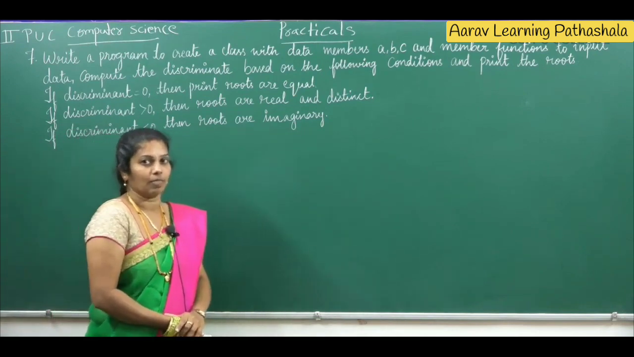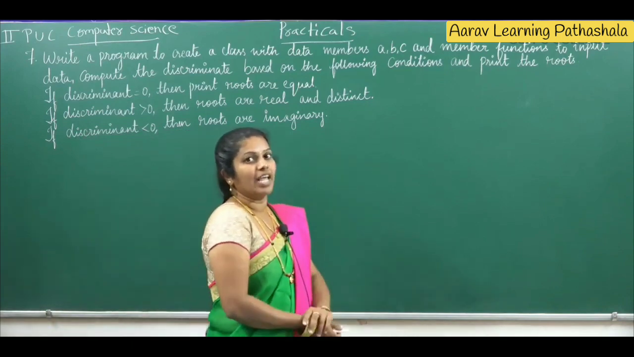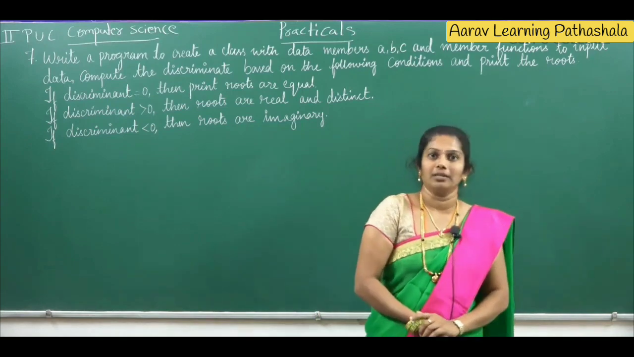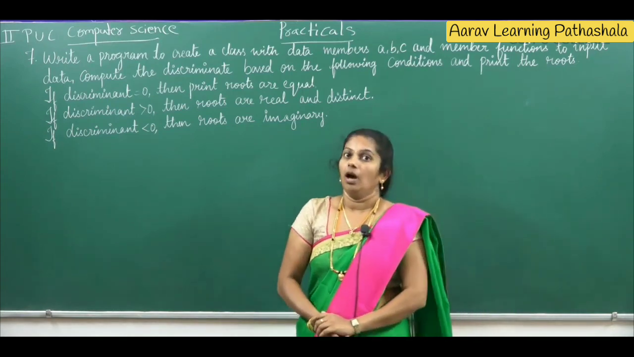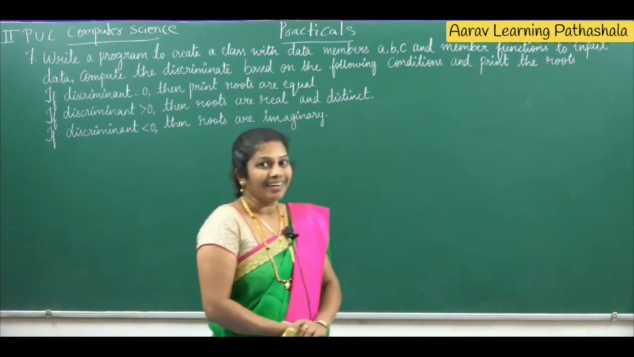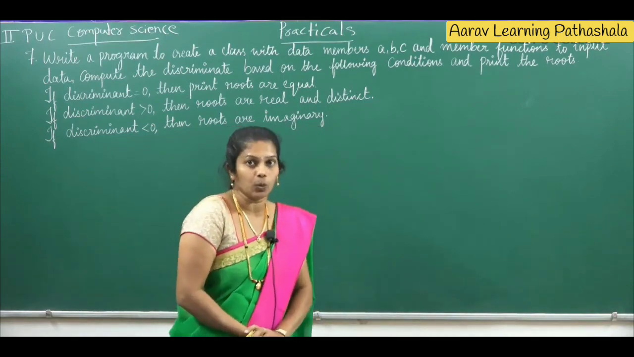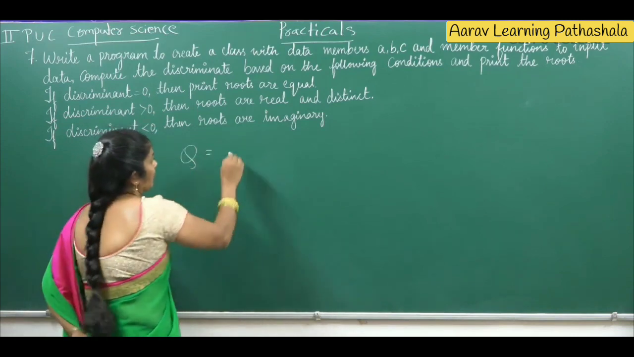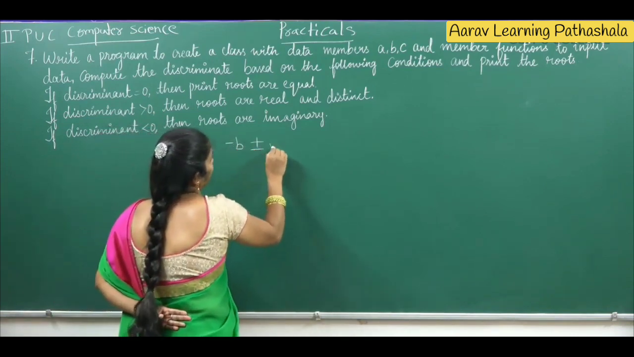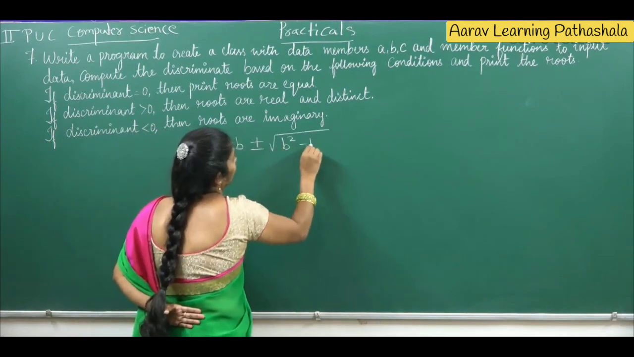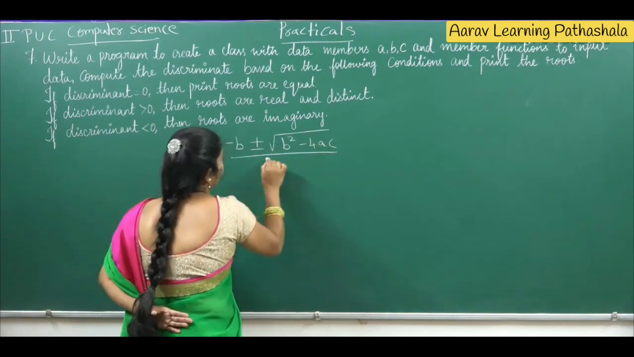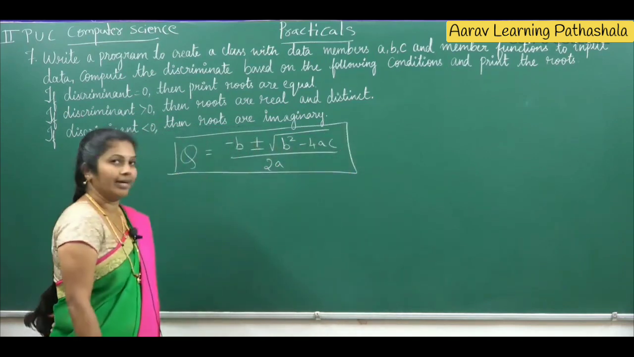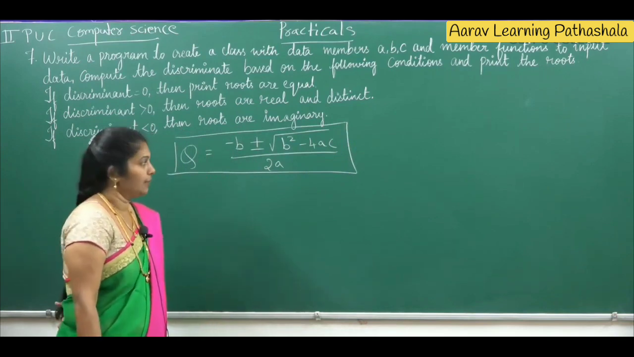This is your question. Then what is the aim of this program? Depending upon the discriminant, you have to find the roots. How to find the discriminant? By using the quadratic equation, which says x equals minus B plus or minus square root of B square minus 4AC, whole thing divided by 2A. This is your quadratic equation. You already studied this at high school level.